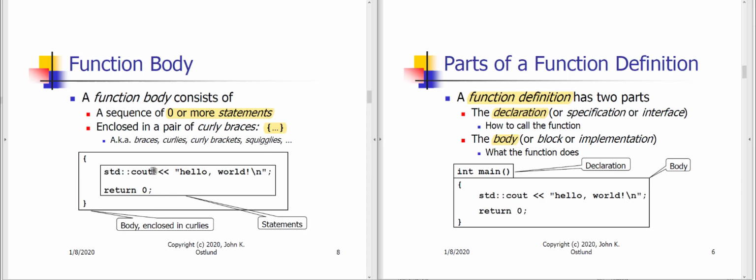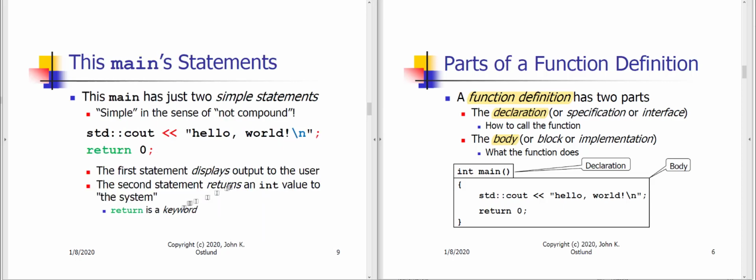Okay, so in our function body, we have the two required curly braces, and then we have two simple statements. The first statement is executed to display hello world on the user's screen, and the second statement is executed to return from the main function and return this value of 0 back to the system. Okay, and this slide repeats what I just said.